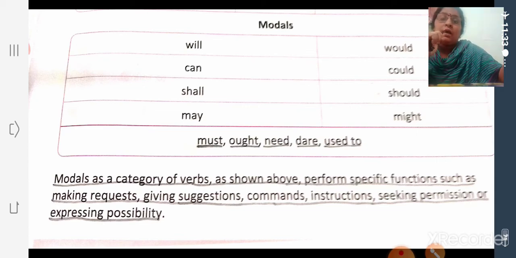Be forms: am, is, are, was, were. Do forms: do, does, did. Then perfect forms: has, have, had. And some modals, also future auxiliaries: will, shall, can, may. Then must, ought, need, dare and used to. And we use modal auxiliaries to make requests, to give suggestions, commands, instructions, to seek permission or to express possibility.